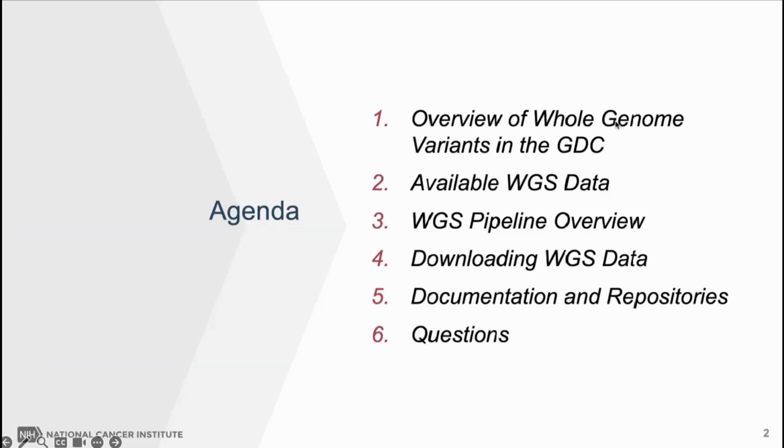The next thing I'd like to talk to you about is what we're going to talk about today. For the agenda, we're first going to do a quick overview of the whole genome variants in the GDC, just to give some basic information. Then Zhenyu's going to give some information on the available whole genome sequencing data, the whole genome sequencing pipeline overview. This is where we're going to go in depth in the pipelines. And then at the end, I'm going to give a quick demo on how to download whole genome sequencing data and some information on the documentation and repositories we have to support the whole genome sequencing data. At the very end, we'll take any questions you have.